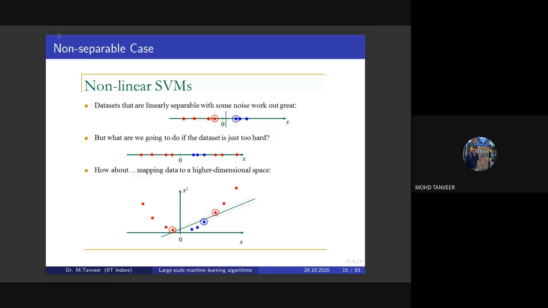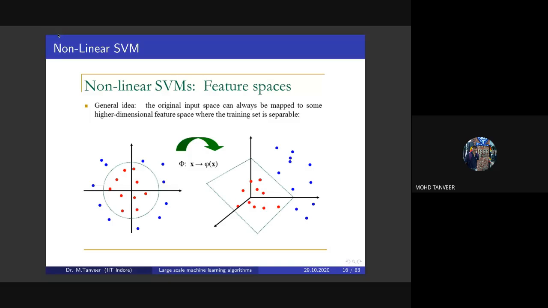It will depend on the data sets, what data is given to us. Sometimes it happens that the data is not linearly separable in 2 dimensions, and it may be linearly separable in higher dimension. You can see this complex example.